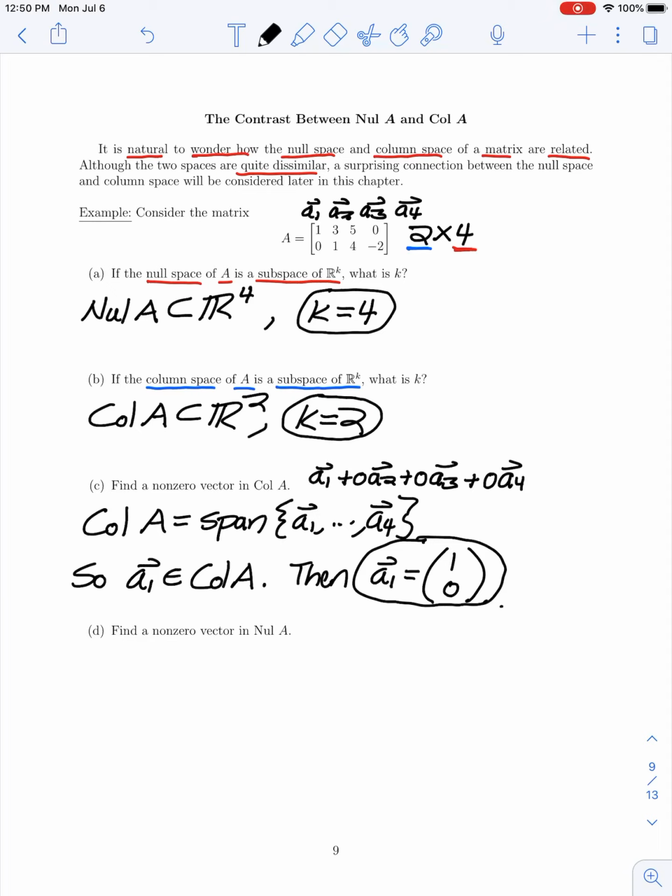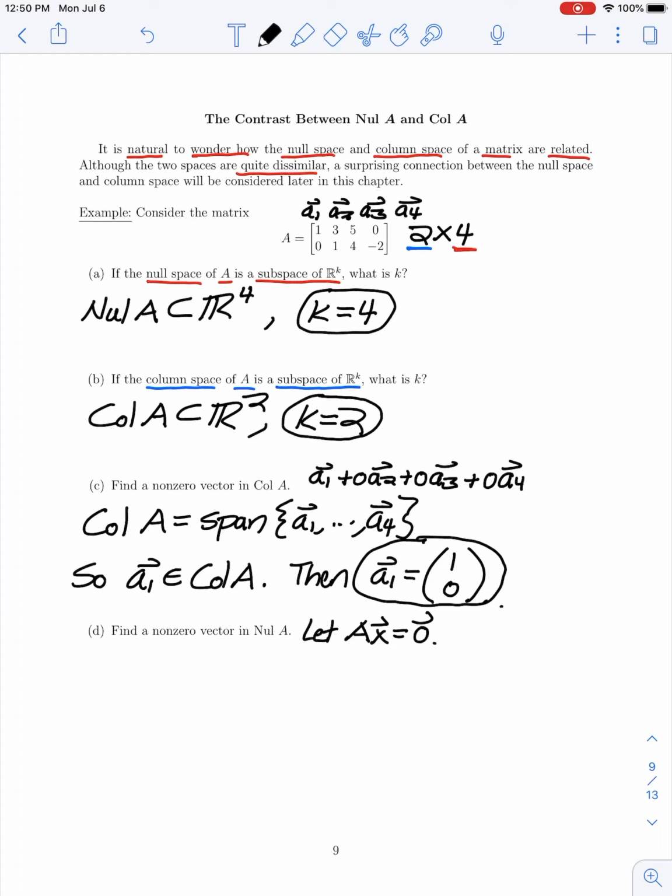So in part D, a little bit trickier. In part C, we saw it's very easy to find an example of a vector in the column space. Just take any of your column vectors. Now in part D, we're asked for a non-zero vector in the null space of A. So recall that the null space is the set of vectors x such that A times x is mapped onto the 0 vector. So we're trying to solve a homogeneous linear equation, or system of equations, with coefficient matrix A.